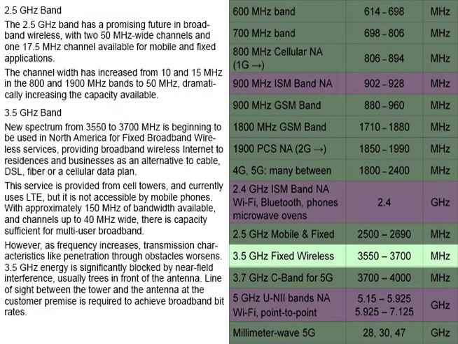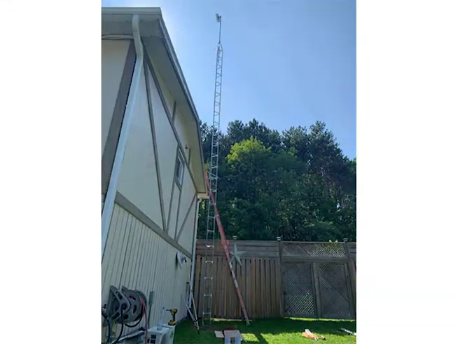However, as frequency increases, transmission characteristics like penetration through obstacles worsen. 3.5 gigahertz energy is significantly blocked by near-field interference, usually trees in front of the antenna. Line of sight between the tower and the antenna at the customer premise is required to achieve broadband bit rates.